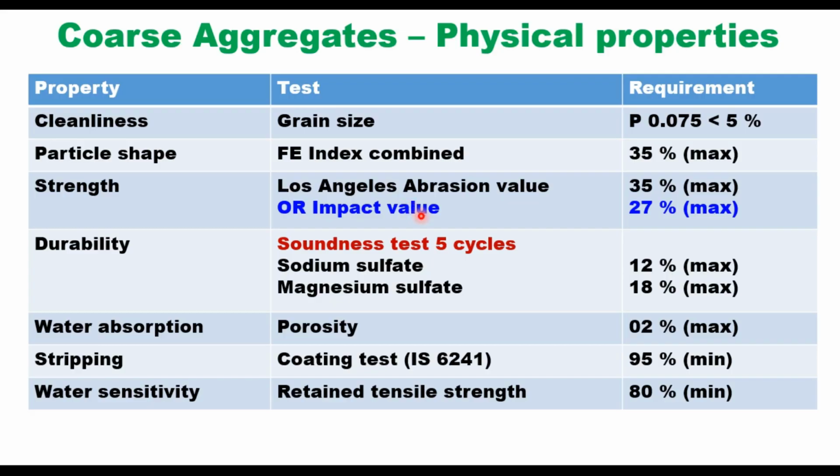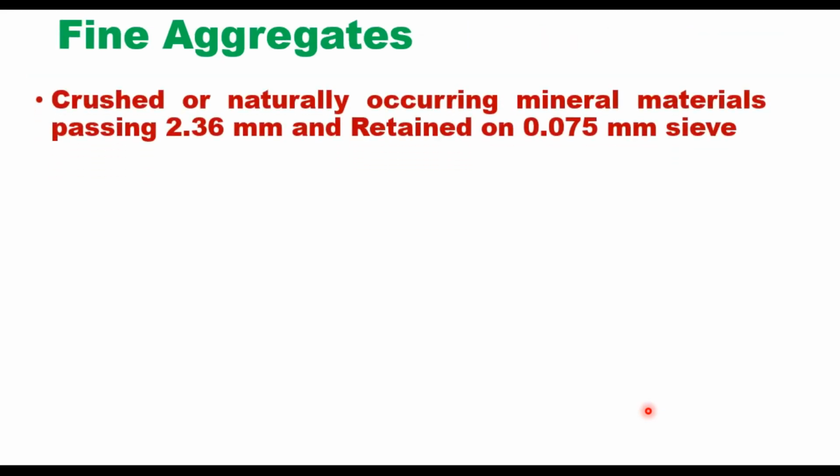Abrasion test or impact value, then soundness test. Water absorption, that is the measure of porosity, should be less than 2%. Stripping, that is coating test, 95% minimum. And water sensitivity test, that is retained tensile strength, should be 80%. The fine aggregate is crushed or naturally occurring mineral material passing 2.36 millimeter and retained on 75 micron sieve, and natural sand is not permitted in BC layer.